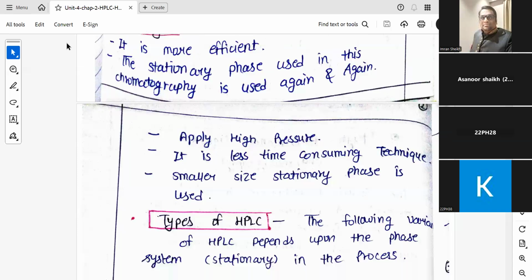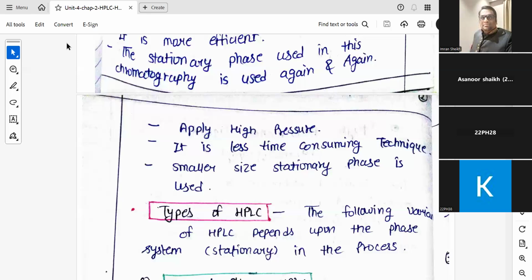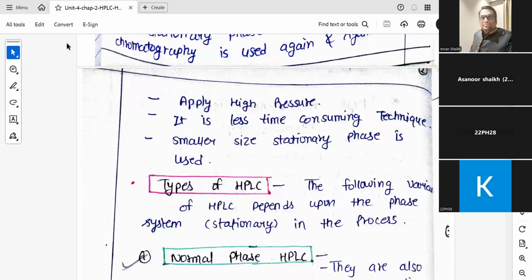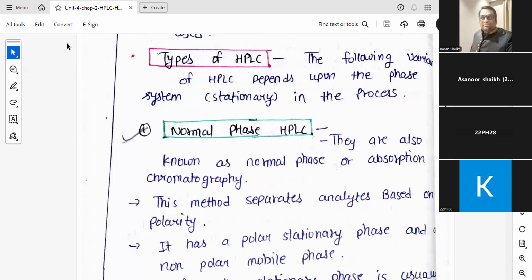Okay, so what happens thereafter? You apply the high pressure. And what are the other advantages? The time consumption of the technique is very low. So it's a very efficient technique. Thereafter, a small size stationary phase can be used.